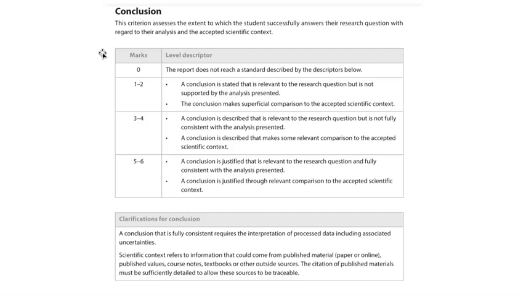You can just crush it here because the conclusion is really where you are saying, here are my results. This is what I got. This is how precise it is, how accurate it is, based on the accepted scientific value, the accepted scientific context. And you might say, oh, wait, Ms. Getz, that's the part that I'm confused by. And so that's the part that I have in this video that I'm going to walk you through.